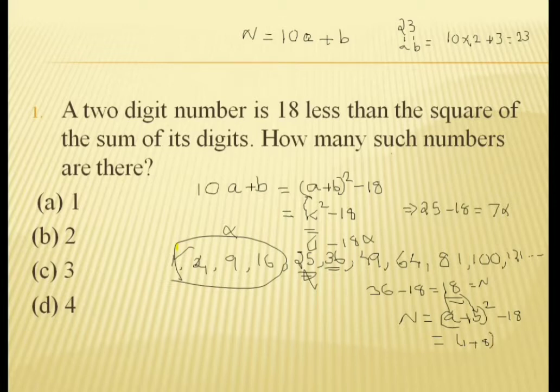If you get the same answer as 18, then that number can be considered, or it will be satisfying. But (1 plus 8) square is 9 square, that is 81, minus 18, which is not equal to 18. So 36 cannot be considered as the perfect square. So 18 is not the number.